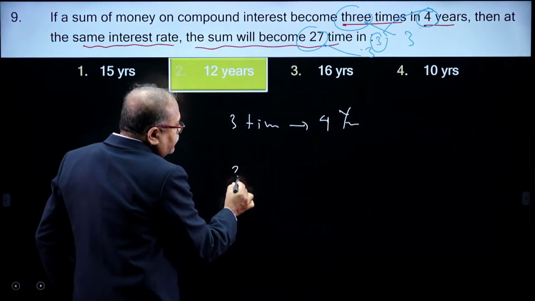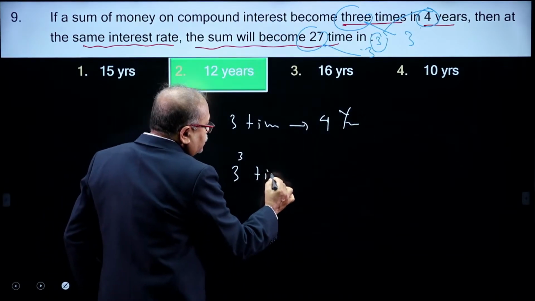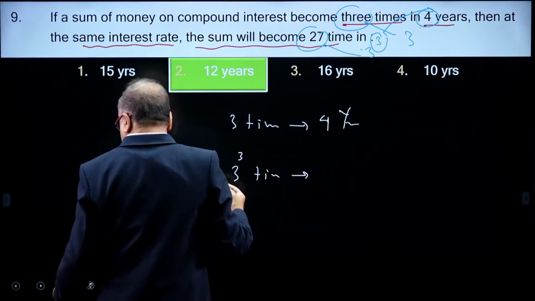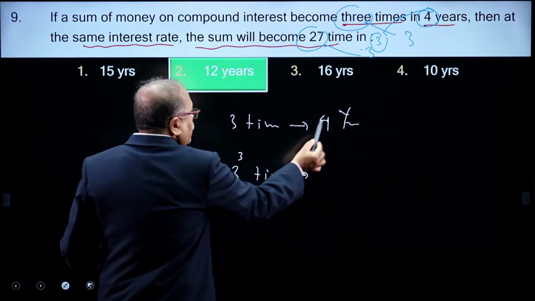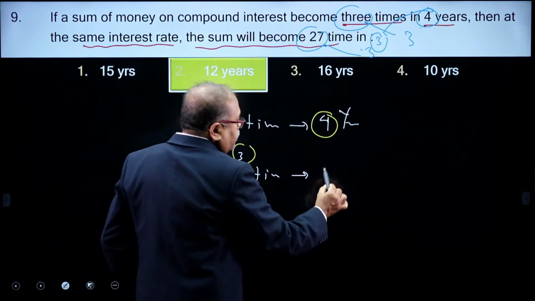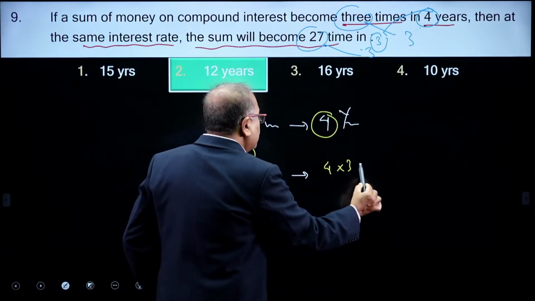Now 27, which is 3 to the power 3 times, in how many years? So these two have to be multiplied, that is this 4 and this power 3. So 4 into 3, which is nothing but 12.